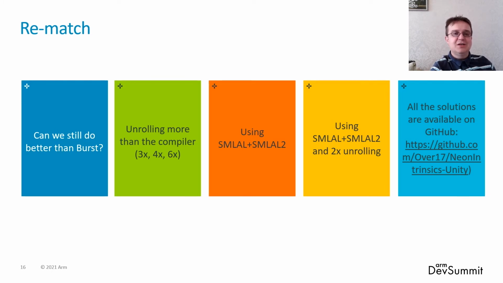And here are the suggested options. First of all, let's try unrolling the loops even more than Burst did. Second, let's use smlol2, which is a complementary instruction to smlol and operates on the upper half of the vector. I'm going to explain it in detail a bit later. And finally, let's try smlol2 and more unrolling. All the code is available on GitHub, and instead let's dive into the Burst Inspector assembly.